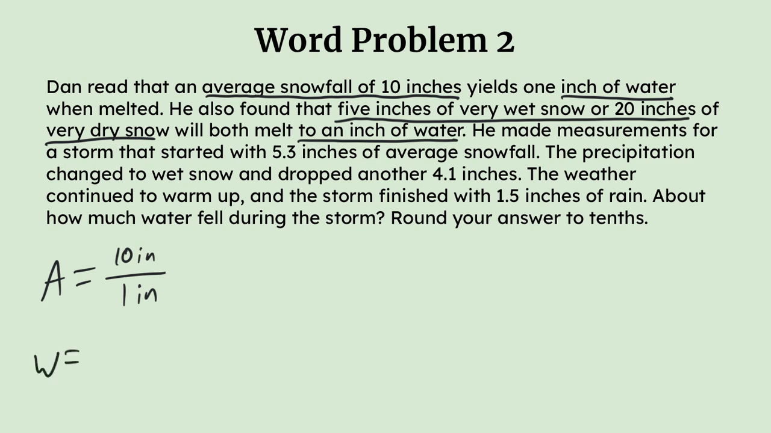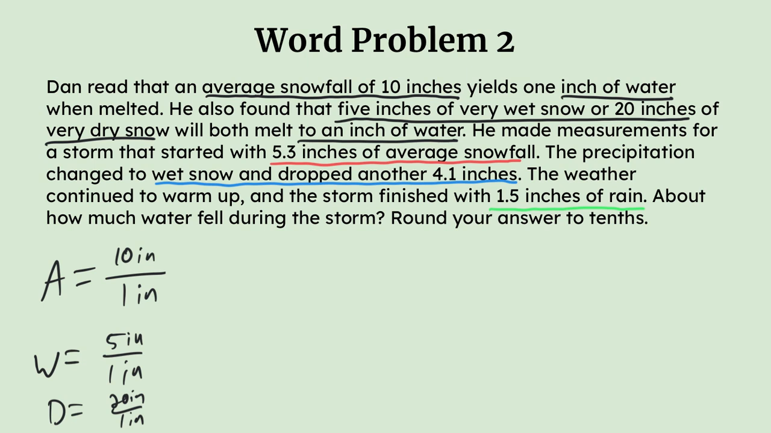Wet snow is going to be 5 inches to 1 inch. And then dry snow is going to be 20 inches to 1 inch. Those are our ratios or proportions. Okay. So they got 5.3 inches of average snow. Then they got wet snow, which was another 4.1 inches. And then finally, they got 1.5 inches of rain.